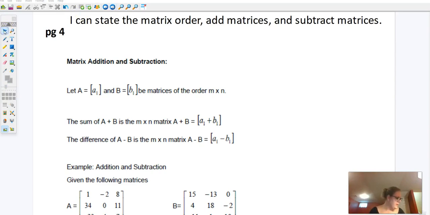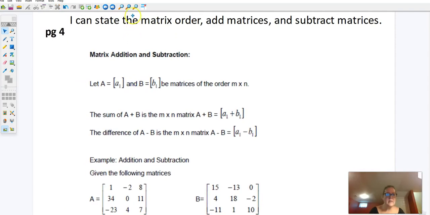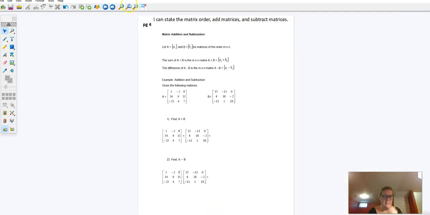The next thing we're going to look at here is matrix addition and subtraction. So we're going to do these problems, make them smaller, I guess. Let's do it this way.